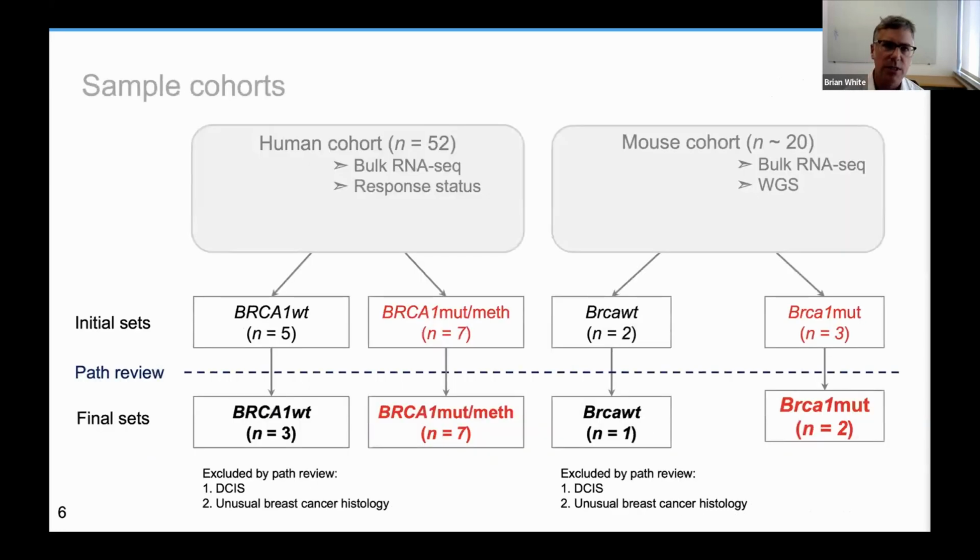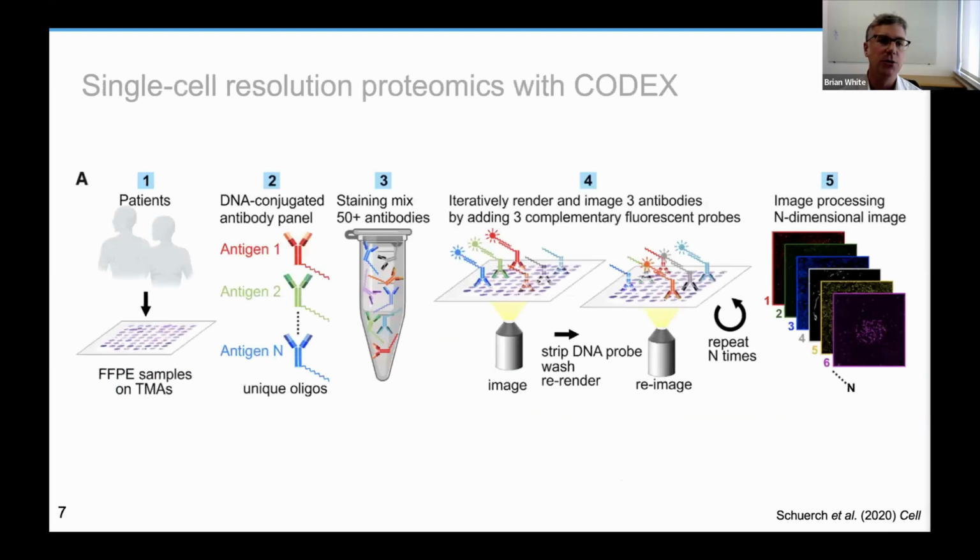This is our final cohort. It was comprised of 3 human BRCA1 wild type samples, that is, samples without mutations, and then 7 deficient tumors from a larger cohort. And our mouse sample was a bit smaller and included just 1 BRCA1 wild type and 2 mutants. And for both species, we had to exclude a couple of samples that were characterized by a pathologist as having unusual histology. So to assess whether TILs, those tumor-infiltrating lymphocytes, are indeed increased in BRCA1 deficient tumors, as is our hypothesis, we first turned to Codex.